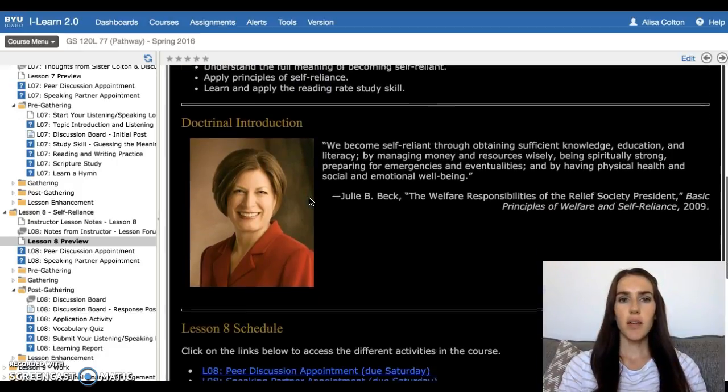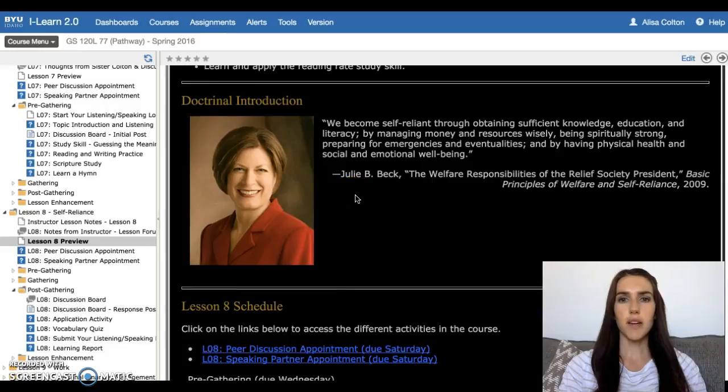So just to start out, I want to read this quote from Sister Julie Beck. We become self-reliant through obtaining sufficient knowledge, education, and literacy. And I love that first sentence because all of you are meeting that first thing that she mentioned. You are becoming self-reliant by just being in the Pathway program because you're working to obtain an education.